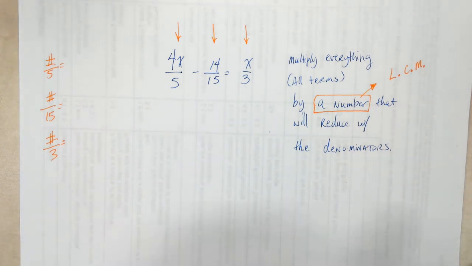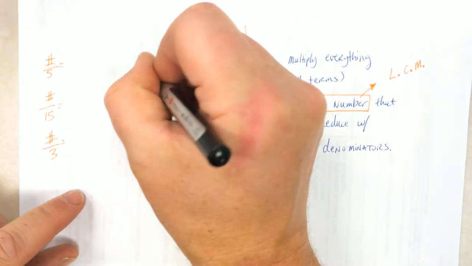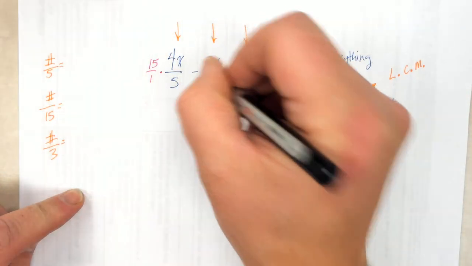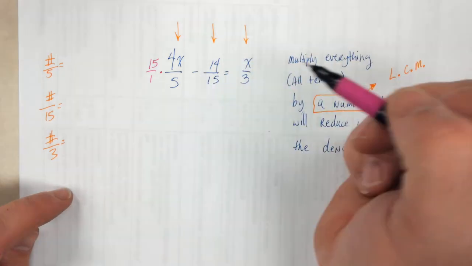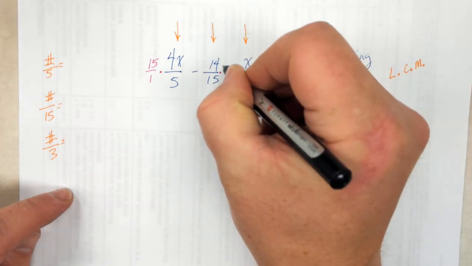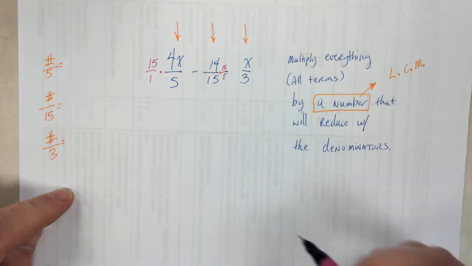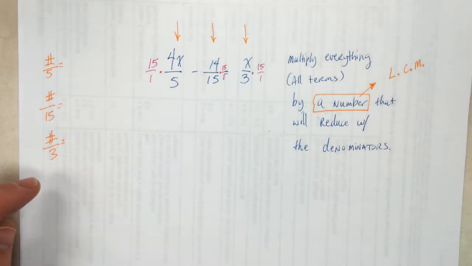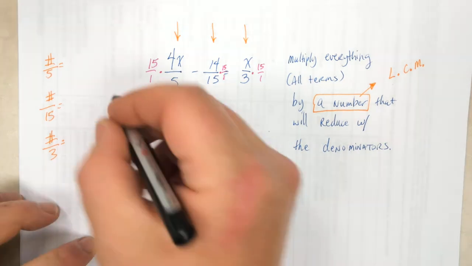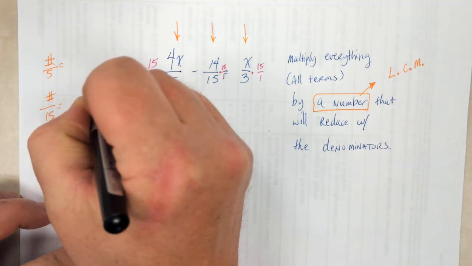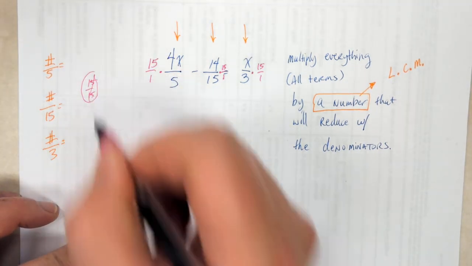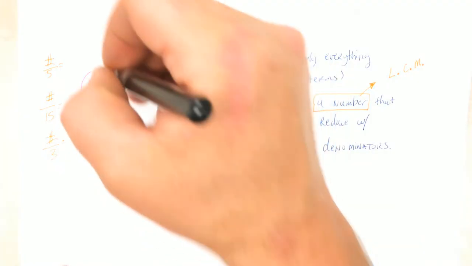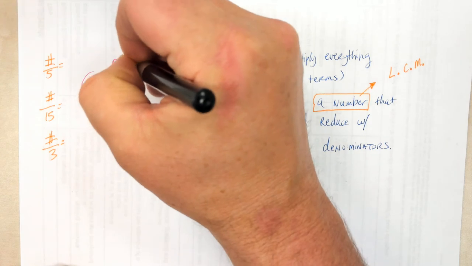So watch. It's going to be 15 over 1, and I have to be careful of that minus sign, so I'm going to write it right here. 15 over 1, 15 over 1. Now notice, we're not getting a common denominator. We're not multiplying by 15 over 15. We're multiplying by 15 over 1. And then we are going to do our favorite thing, reduce.